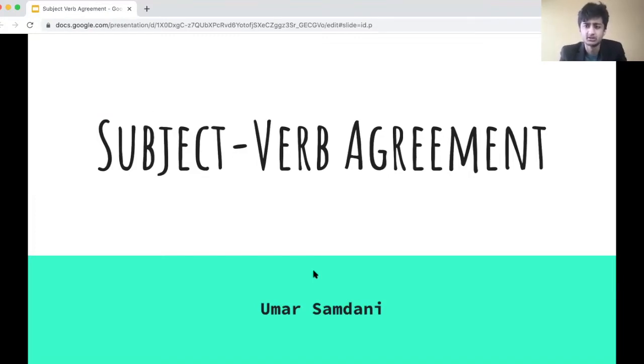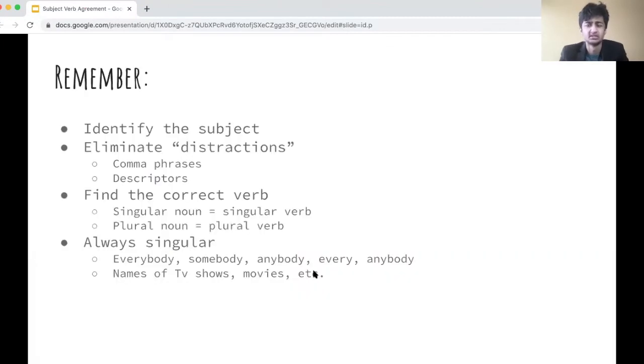Now, before we start, it's important to realize that subject-verb agreement is actually the most important and most fundamental portion of the SAT grammar. And for both native and non-native speakers alike, it can be tricky. But if you follow this process, it can be very simple and you can get every single one right. So remember that you always have to identify the subject, eliminate any distractions. If you don't know what these distractions are, I'll explain them in a future example.